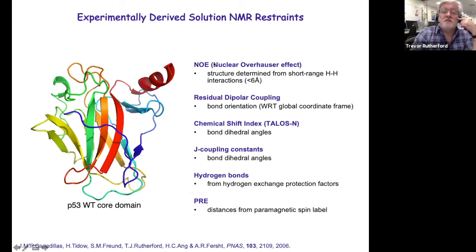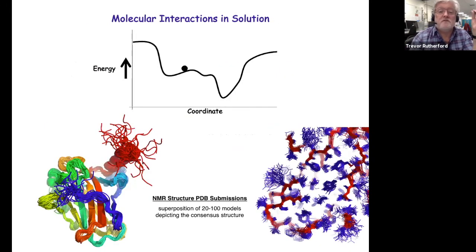The experimental restraints, just to reiterate, are nuclear Overhauser enhancement and residual dipolar coupling for the bond orientations. We can use chemical shifts to give us some idea of bond dihedral angles. Spin coupling constants give us ideas of geometry. We can put in hydrogen bonds that we can measure from hydrogen exchange protection factors, individual per-residue protection factors, and paramagnetic spin labels if we need them. Add all of those together with the molecular mechanics force field, and you get a high resolution structure that is completely consistent with all of the experimental restraints.